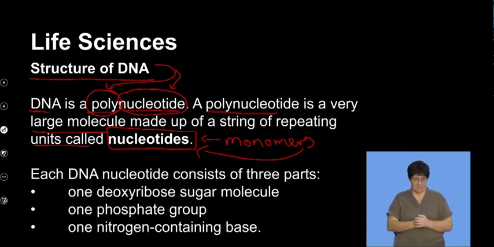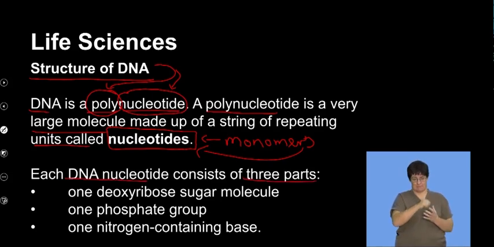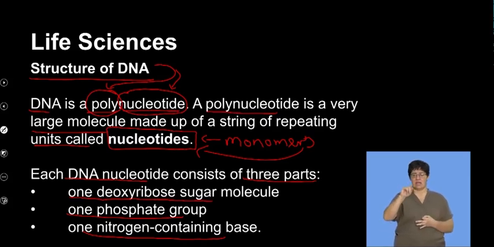Each DNA nucleotide consists of 3 parts, and let's try and understand what these are first before we look at a diagrammatic representation of them. It contains 1 deoxyribose sugar molecule, it contains 1 phosphate group, and it contains 1 nitrogen containing base. And so these 3 components make up 1 single DNA nucleotide.